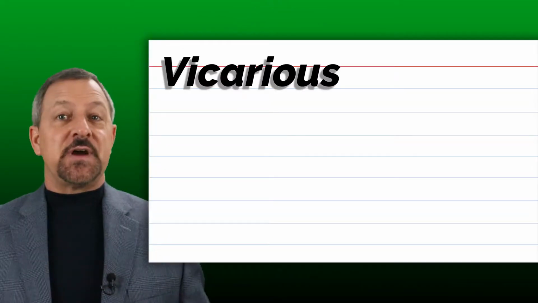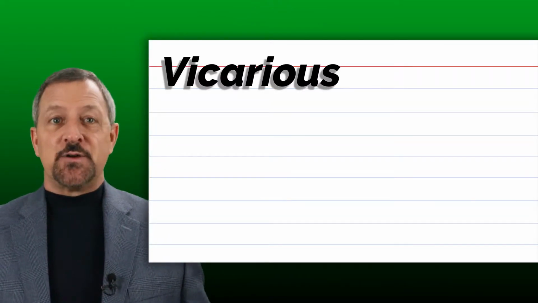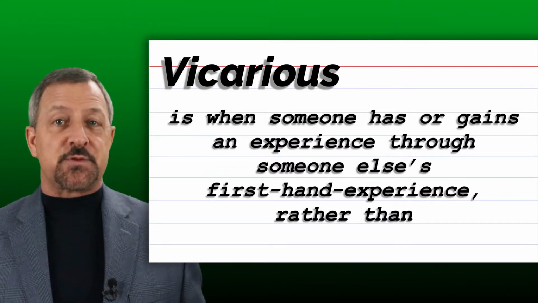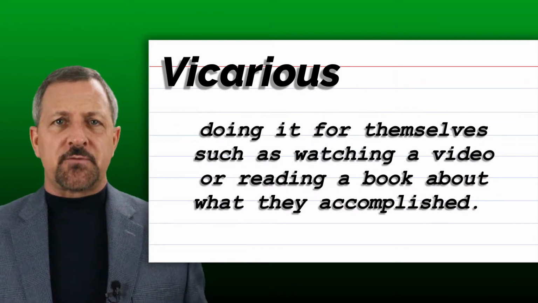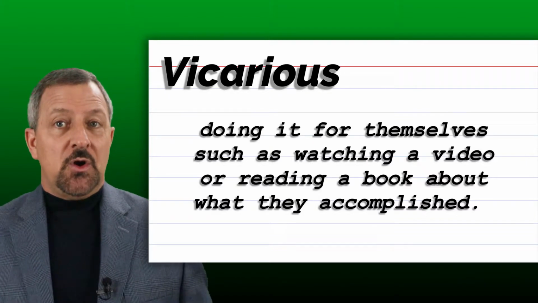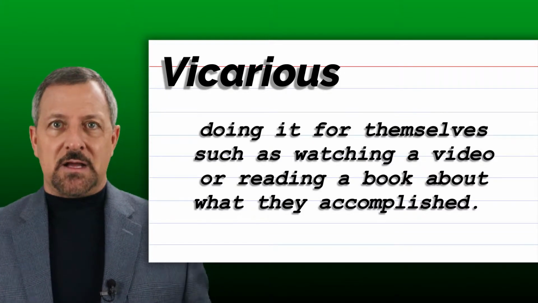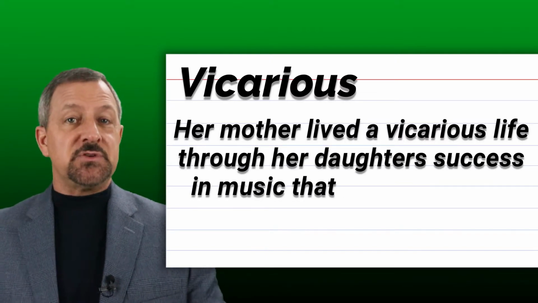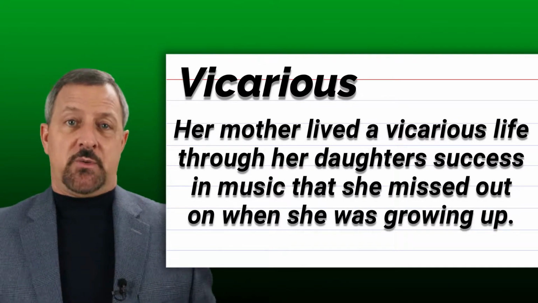The fifth word is vicarious. A basic definition of vicarious is when someone has or gains an experience through someone else's firsthand experience, rather than doing it for themselves, such as watching a video or reading a book about what they accomplished. When vicarious is used in a sentence, it sounds and looks like this. Her mother lived a vicarious life through her daughter's success in music that she missed out on when she was growing up.